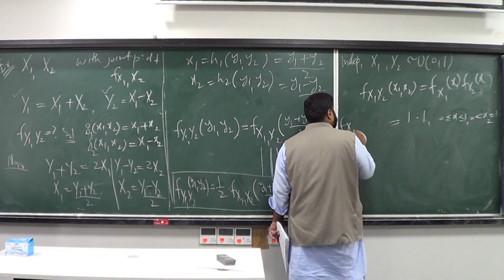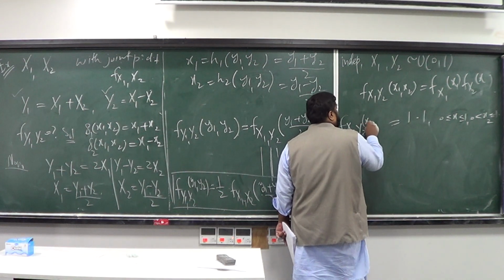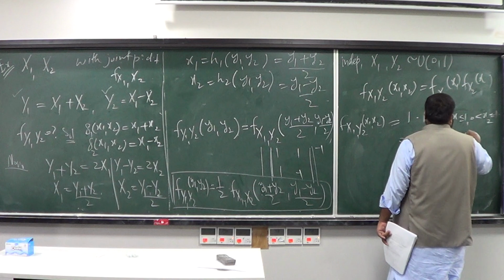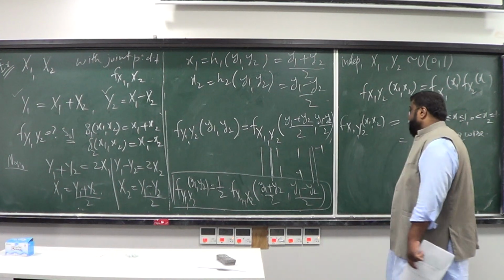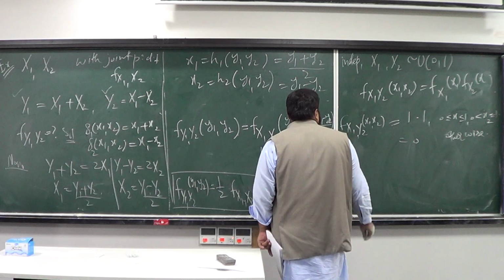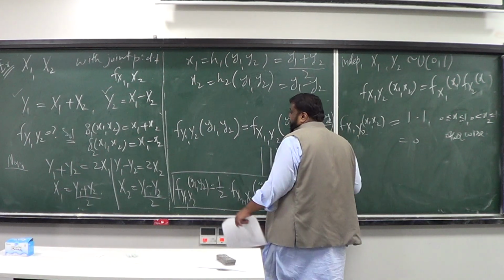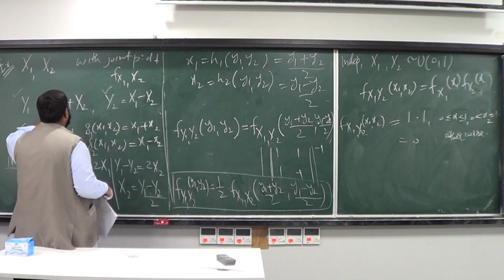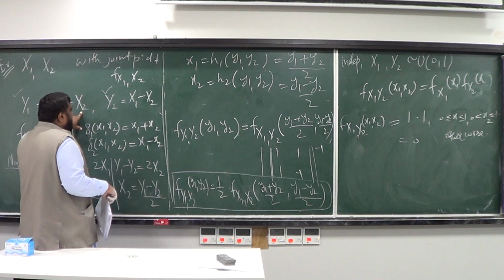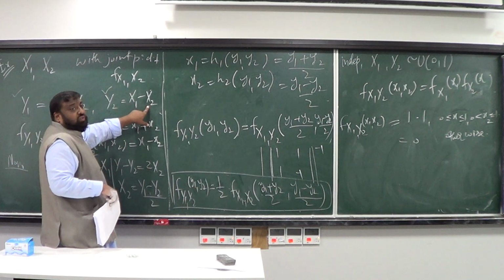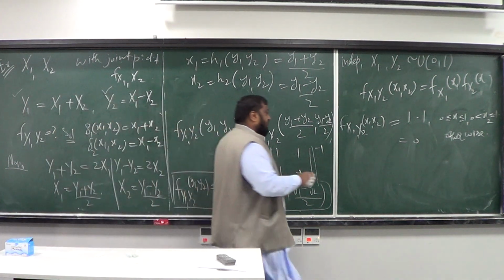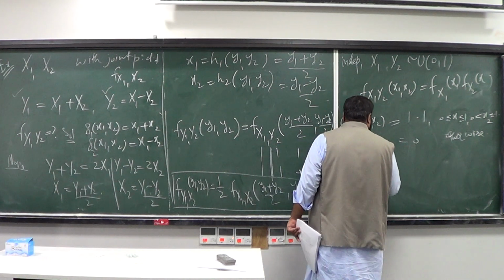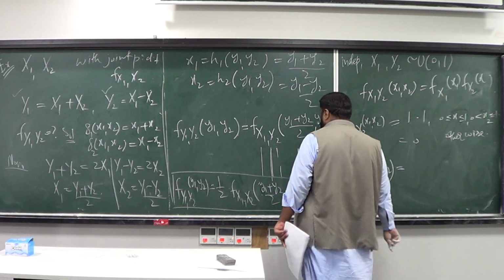So f of x1, x2 is this, and equal to 0 otherwise. Okay. So now for such x1 and x2, what would be the joint PDF of y1 and y2, where y1 is the sum of two uniformly distributed random variables and y2 is the difference of two uniformly distributed random variables? So this is going to be f of y1, y2.